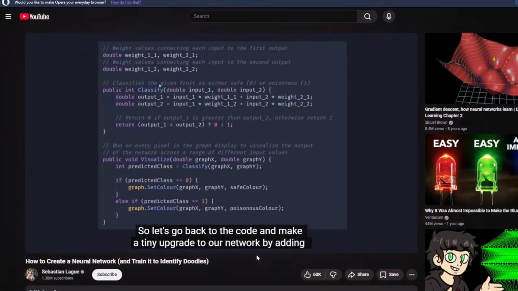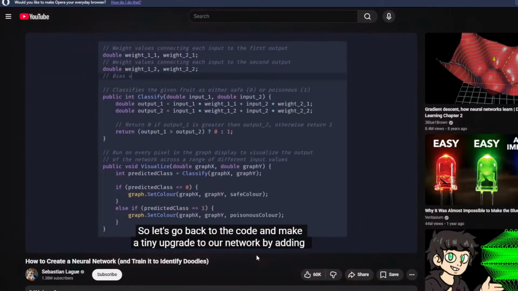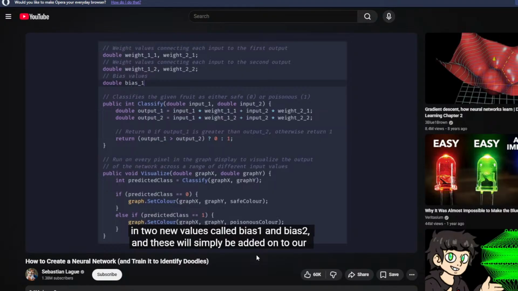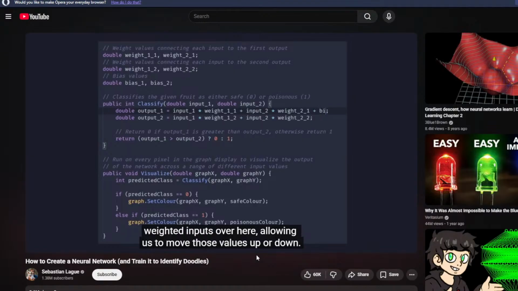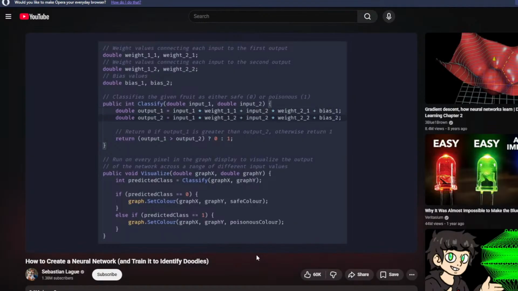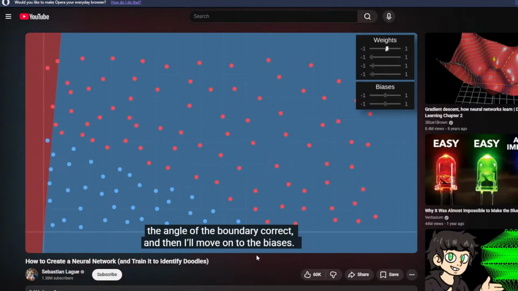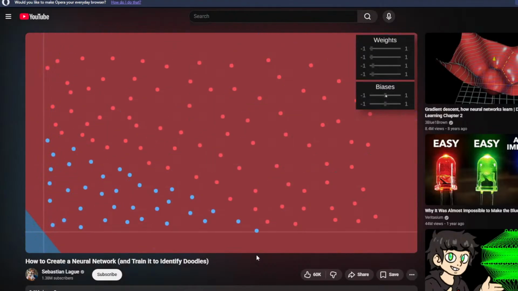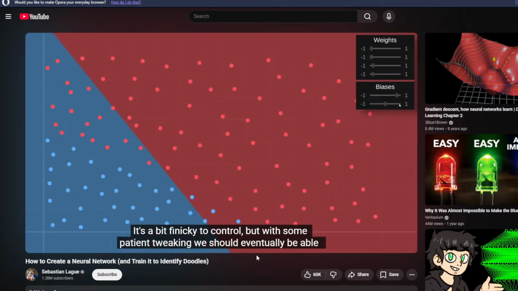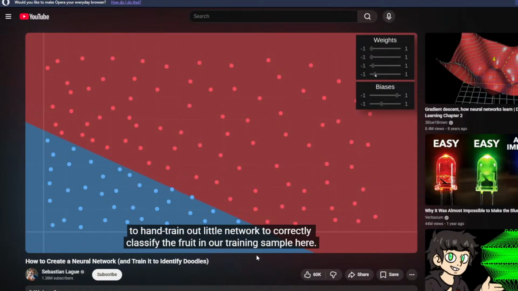So let's go back to the code and make a tiny upgrade to our network by adding two new values called bias1 and bias2. These will simply be added onto our weighted inputs over here, allowing us to move those values up or down. Okay, let's give it another shot. So I'll fiddle with the weights again to try get the angle of the boundary correct, and then I'll move on to the biases. It's a bit finicky to control, but with some patient tweaking, we should eventually be able to hand train our little network to correctly classify the fruit in our training sample here.